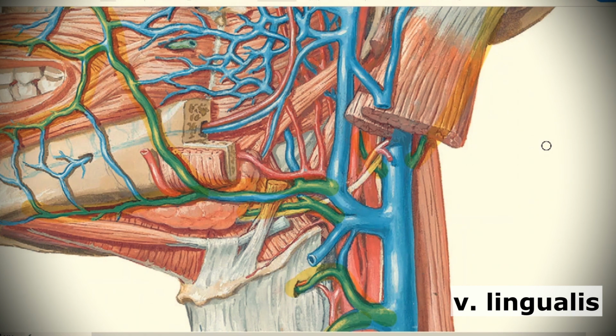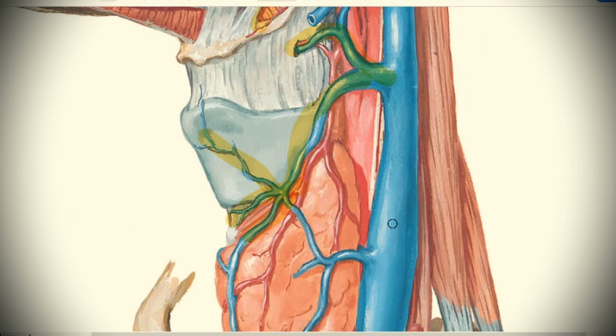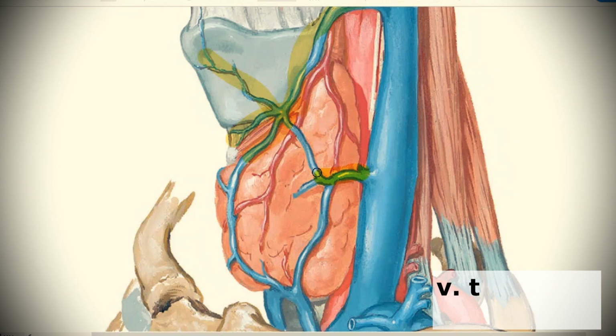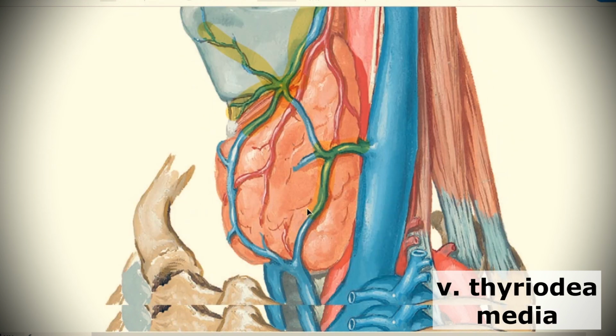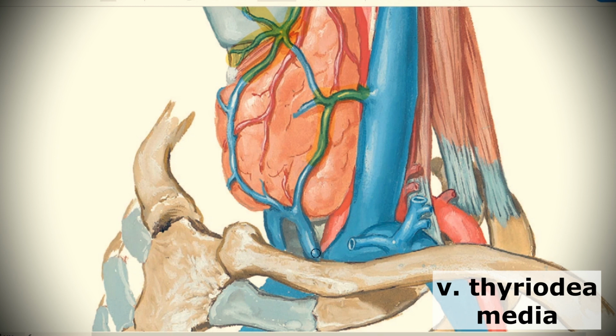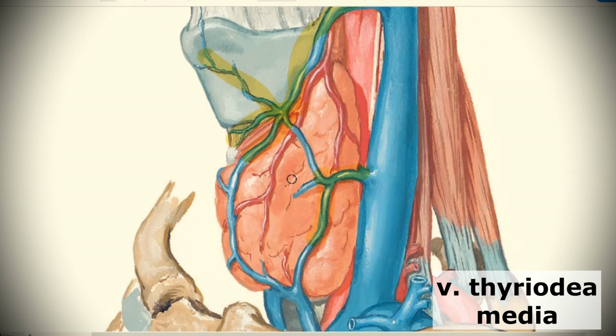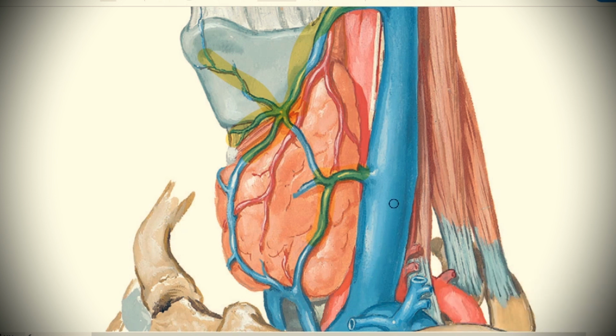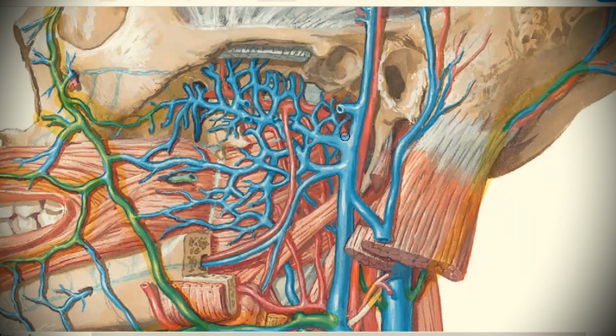Next, it's vena lingualis, also accompanying arteria lingualis, originating inside the tongue. It has tributaries: vena profunda linguae, vena dorsalis linguae, vena sublingualis from the sublingual gland, and suprahyoidea here, and falls into the vena jugularis interna. Also, we have the middle thyroid vein. You remember, we have superior, we have inferior that falls into brachiocephalic vein. Also, we have vena thyroidea media, that falls into vena jugularis interna.